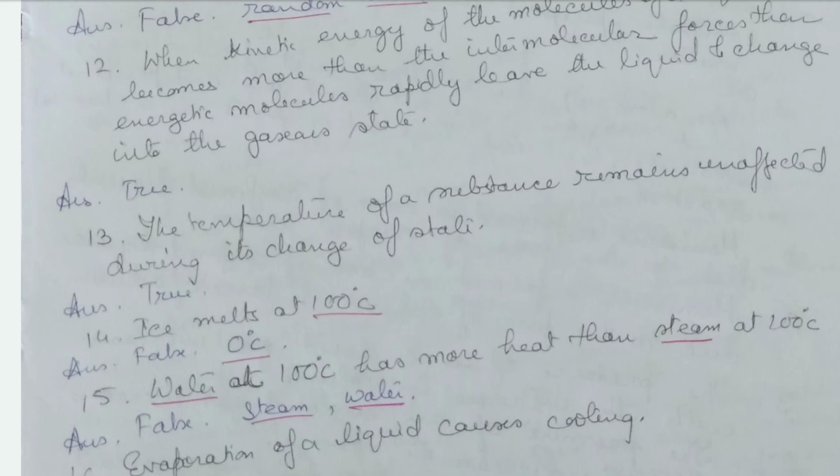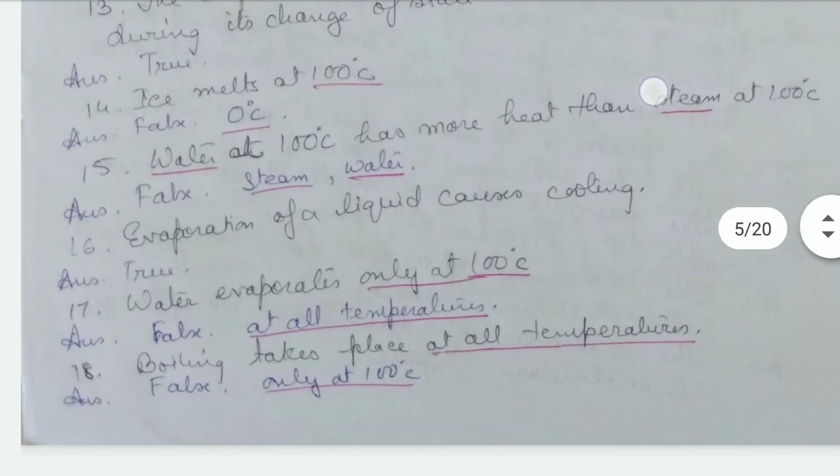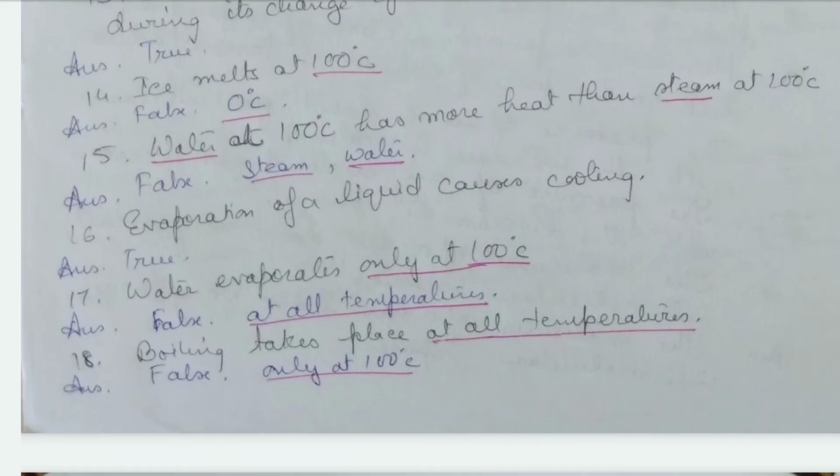Water at 100 degrees centigrade has more heat than steam at 100 degrees centigrade. False. Steam at 100 degrees centigrade has more heat than water at 100 degrees centigrade. Then, evaporation of a liquid causes cooling. That's true. Water evaporates only at 100 degrees centigrade. No, false. Water can evaporate at all temperatures.